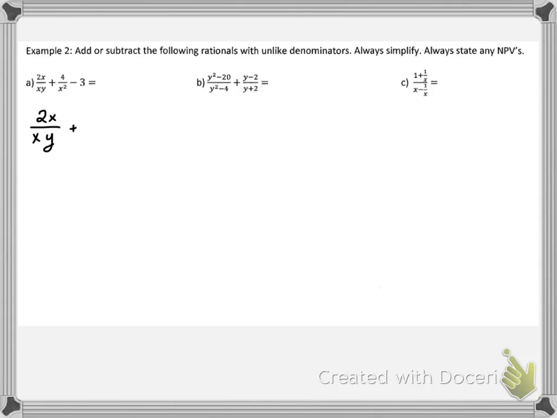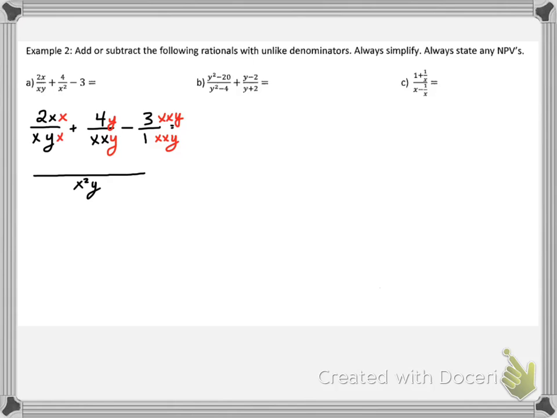So 2x over x times y plus 4 over x times x minus 3 over 1. I have to multiply that first fraction by another x on the bottom and an x on the top. The second fraction, I have to times y to the bottom and y to the top. And the third one, I've got to multiply xy to the bottom and xy to the top. Now I've got a common denominator of x squared y for all three fractions.